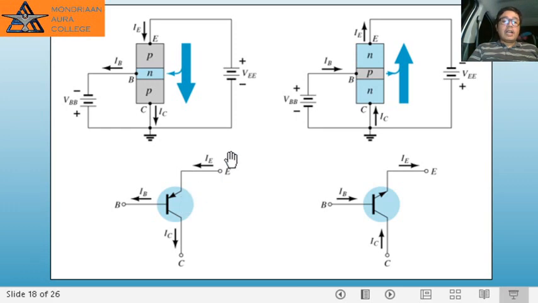Therefore, susundan ng IE yun. So papasok yung IE. Kapag papasok ang IE natin, palabas yung IB at IC. Kabaliktaran naman sa NPN. Palabas yung arrow natin, therefore palabas yung IE natin. Kapag palabas yung IE, papasok naman yung IB at IC.